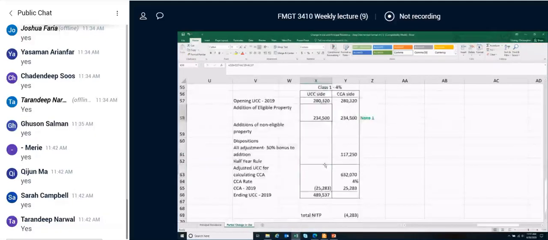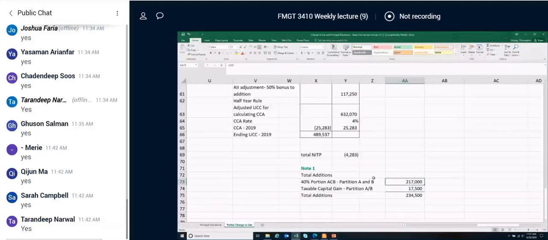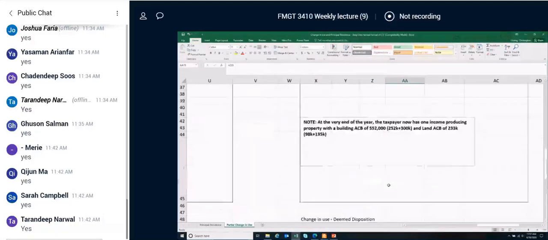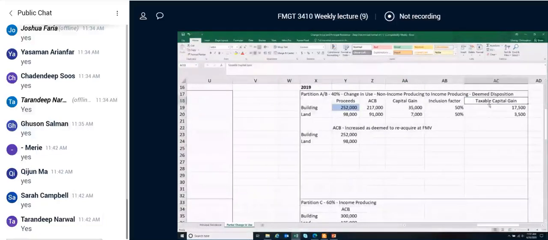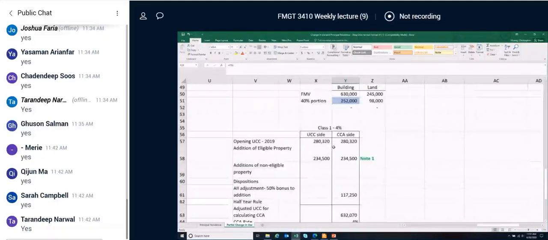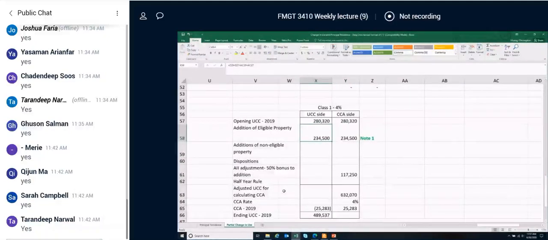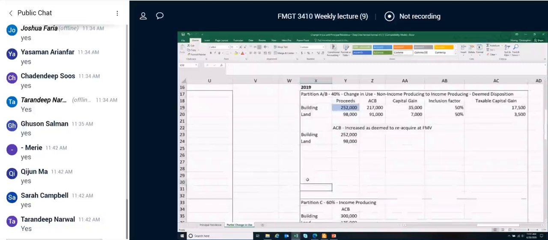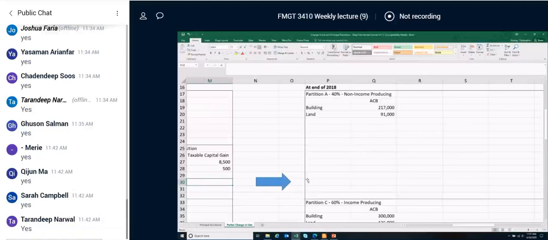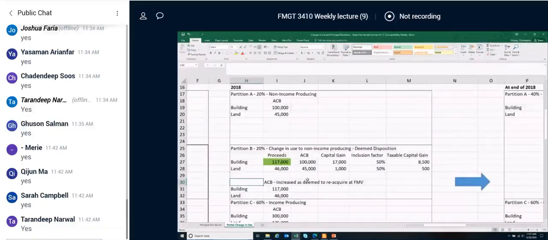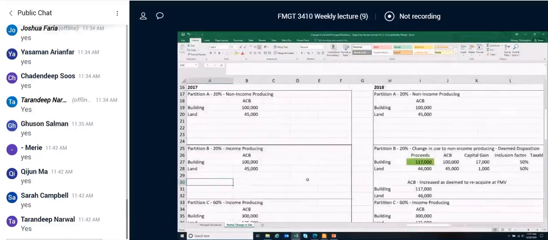And again, when you figure out your additions, remember, cost was 217 and the taxable portion of my capital gain was 17.5. So even though 252 is a new fair value, I do not add 252 to my UCC. I only add 234. Okay. And if you sit there and say, Chris, when could I have used principal residence to nullify my capital gain? Well, it's right here. When I converted from income, sorry, in this case, I could never have nullified using principal residence because I'm now going income to non-income.